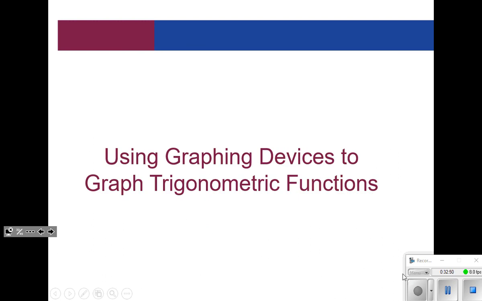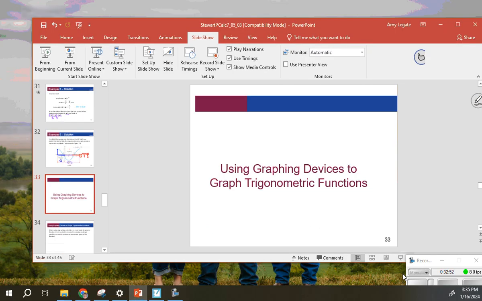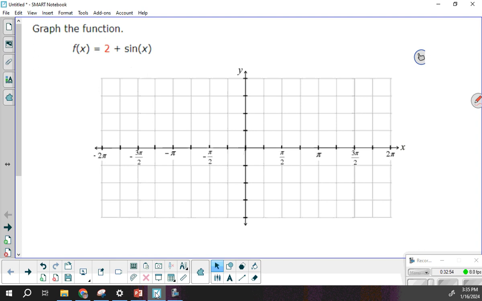All right. I want to start doing some questions from your homework. So let's look at some of these. I'm going to be kind of quick here probably. Graph the function f of x equals 2 plus sine x. The 2 is vertical shift. It's not right in front of the sine, so it's just vertical shift.